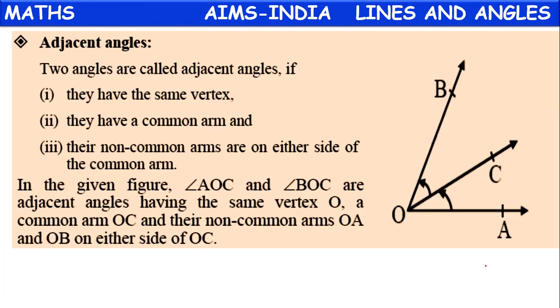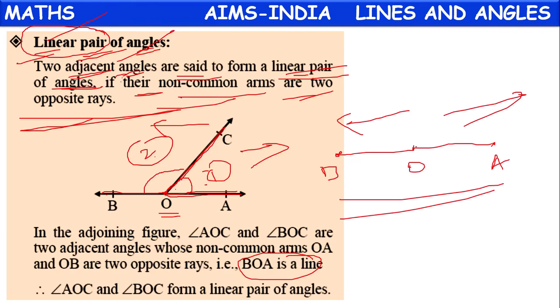In the previous example, OA and OB are not part of the same line. They are two different lines. But here, OA and OB are part of the same line, so they are considered opposite rays. If the non-common arms on either side of these adjacent angles are opposite rays, then these two angles are said to be a linear pair, and their sum will be 180 degrees.